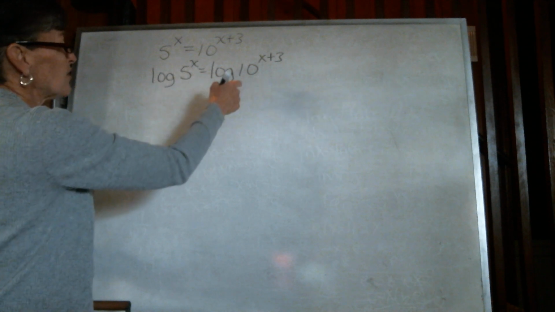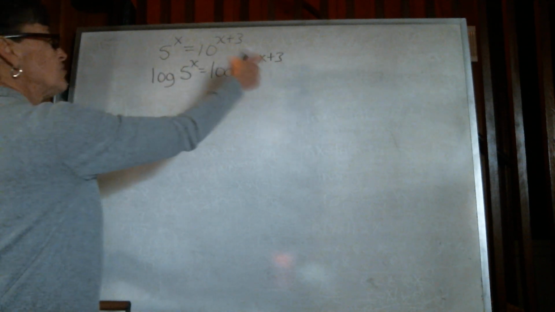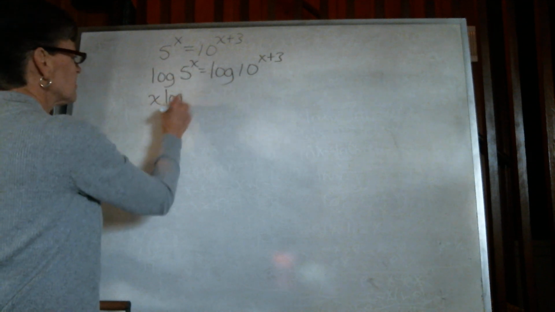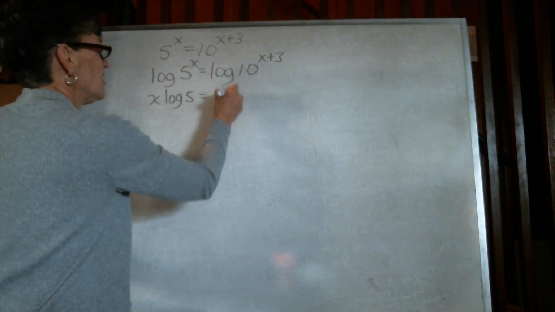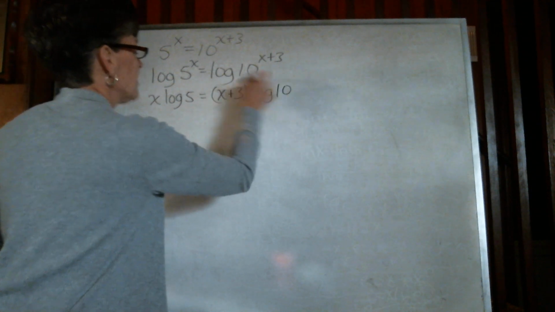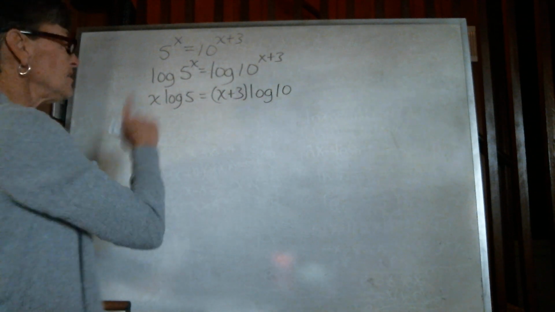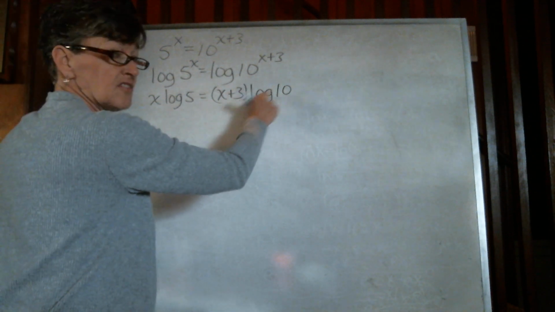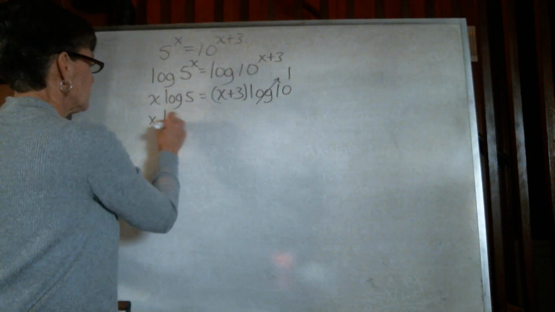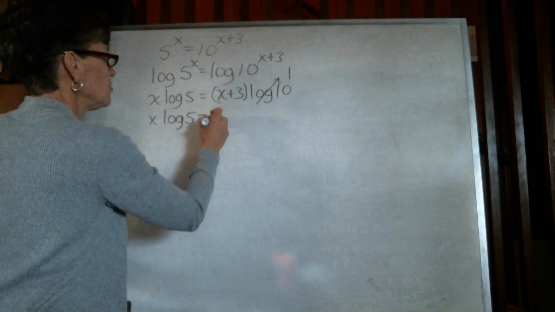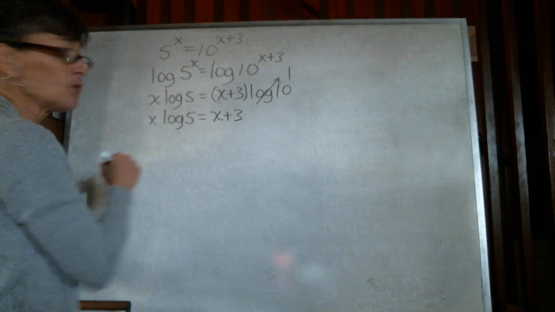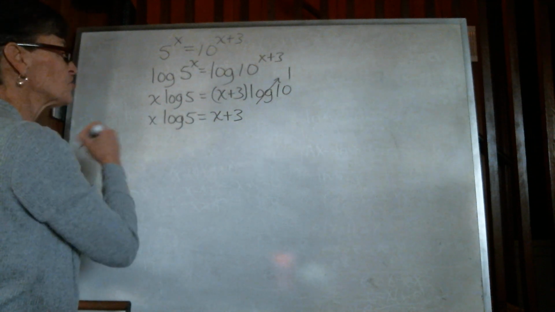First of all, I need to use my third log property to get my exponents out of that position. So the exponent can move out in front. X times log 5 equals x plus 3 times the log of 10. I have to put that x plus 3 in parentheses. Now this is what's interesting. This is log to base 10 of 10. Well, that's just 1. So the log actually goes away over there. And I have this very simple expression now. And it's just a simple linear equation because log 5 is just a number.